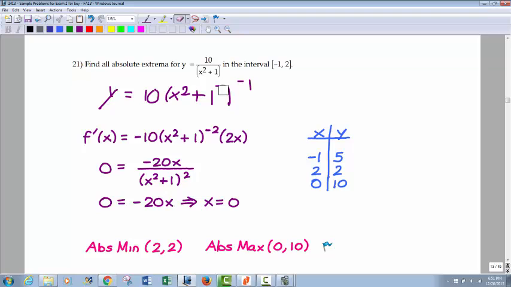So negative 20x equals 0. And that just means x would equal 0. And 0 is in our interval. It fits, so we want to count it.